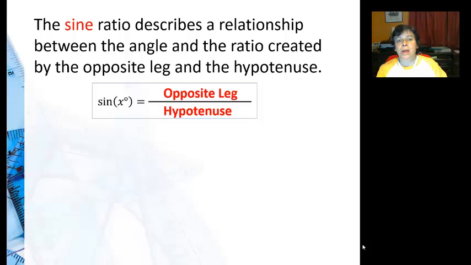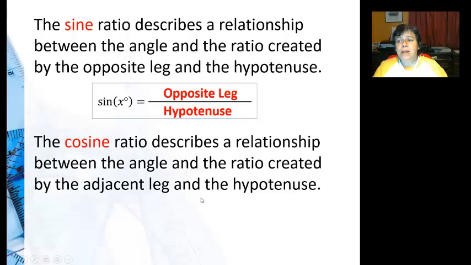dividing the two sides. So a long time ago, people would actually have tables of these ratios because not all triangles are the same size. But if the ratio is the same, we can use similarity to figure out those relationships for different sized triangles.